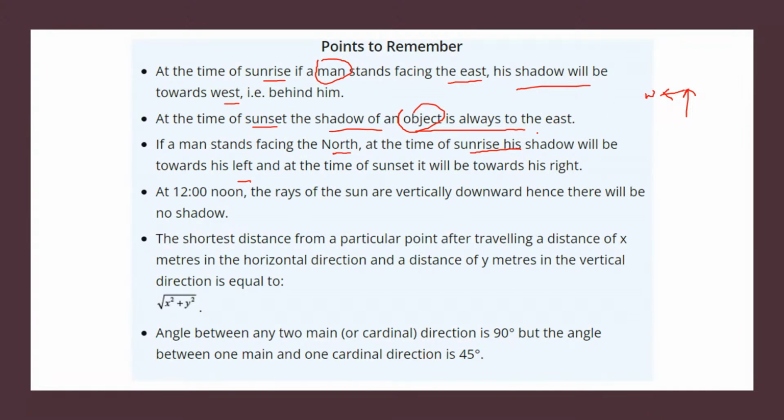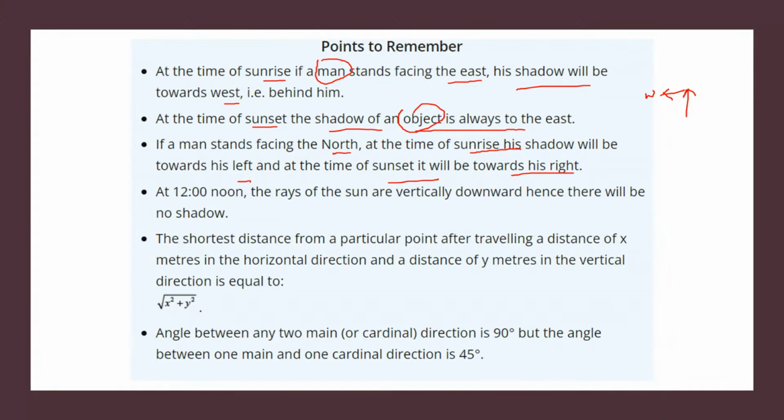Okay, and at the time of sunset, it will be towards right. So these things will help you to solve the questions related to man standing towards east or west, or the shadow of the man is towards east, or the shadow of the man is behind him. These kind of questions usually come up.